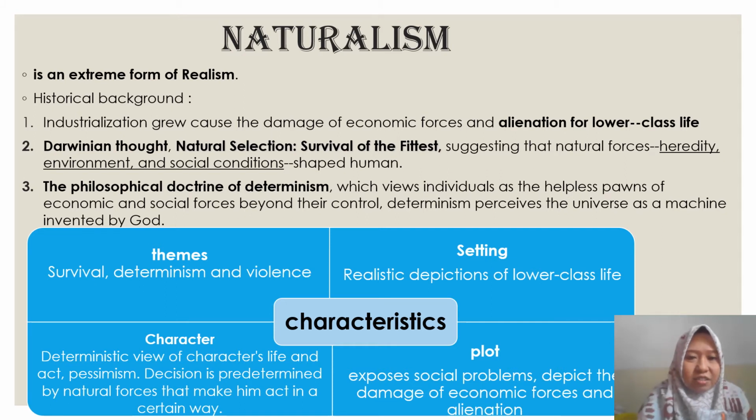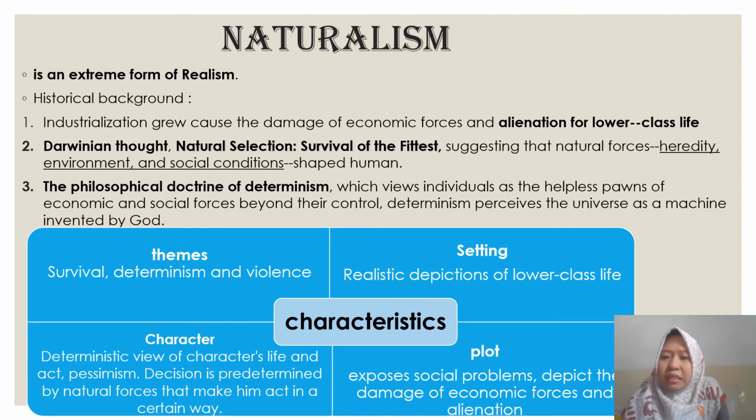Okay, these are the characteristics of naturalism here. Themes, temanya adalah kebanyakan survival, kemampuan untuk bertahan hidup. Nah, kemudian determinism atau fate, dan violence, kekerasan. Setting: lower class life, poverty, impoverishment. Character: the character has pessimism. Then the plot exposes the social problem, depicting the damage of economic forces and alienation.